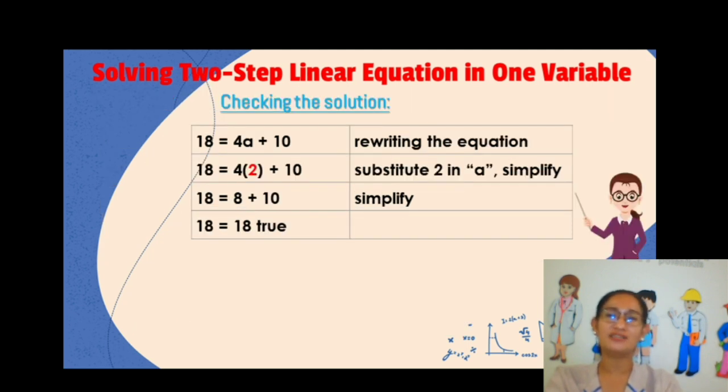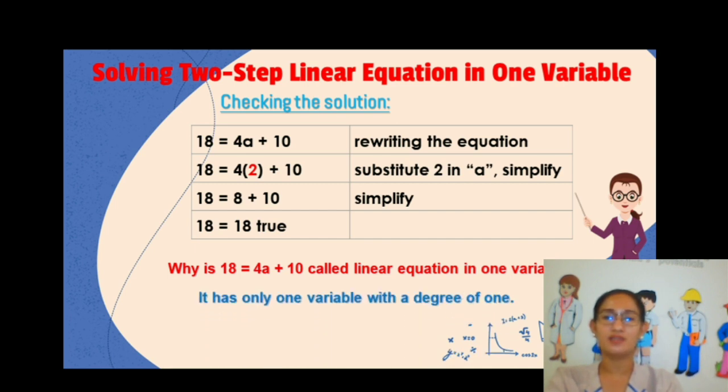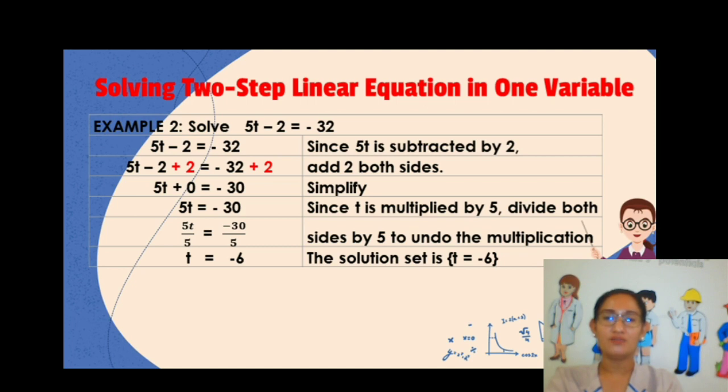Let's check the solution. First, we write the equation 18 equals 4a plus 10. Substitute 2 for a and simplify. 18 equals 4 times 2 plus 10, which gives us 18 equals 18. Why is 18 equals 4a plus 10 called a linear equation in one variable? Because it has only one variable with a degree of 1.